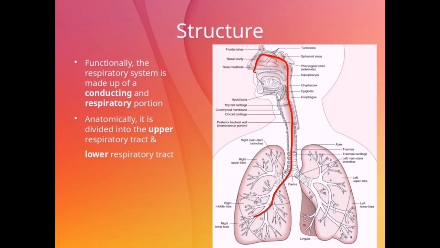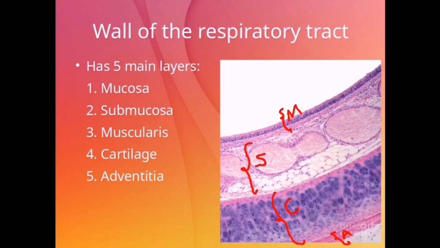Then the respiratory portion begins at the level of the respiratory bronchiole and continues via the alveolar duct, the alveolar sacs, and the alveoli themselves. This is the part where gaseous exchange actually takes place. Now let us look at the general structure of the wall of the respiratory tract. This wall, at most, has 5 layers. However, this is variable. It can have 3 layers, it can have 4 layers.